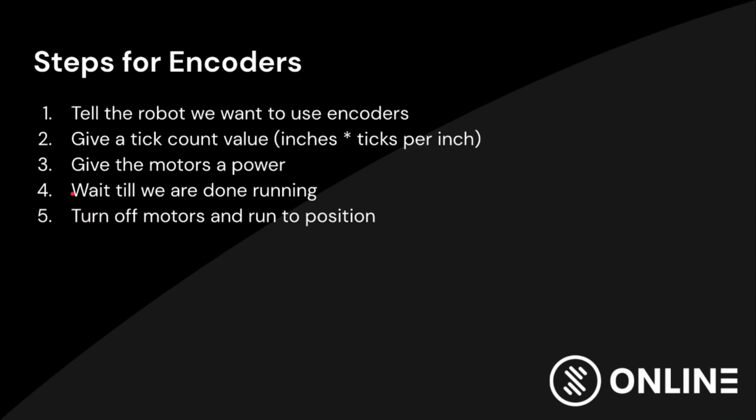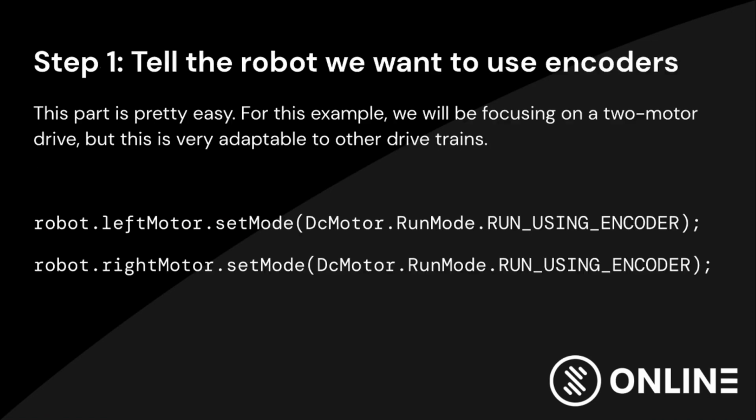Then we're going to run the power and wait until we're done running. Then we're going to turn off the motor's power and say we're going to run to position. What this means is it's basically a command we can give to our motor, and it'll understand it when we get to that point. So the first part is that we're going to tell the robot that we want to use encoders. And this part's pretty easy.